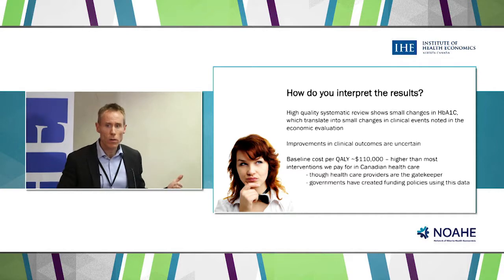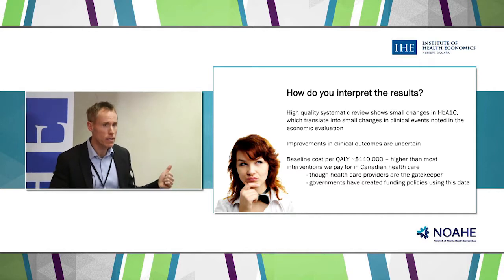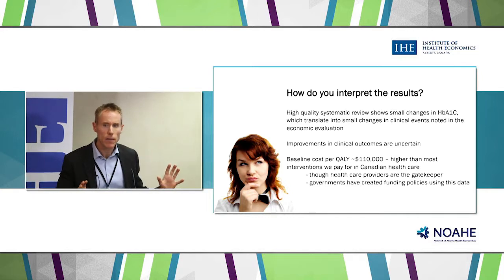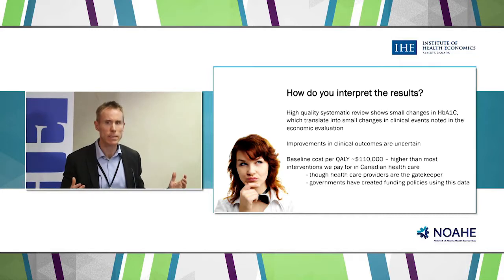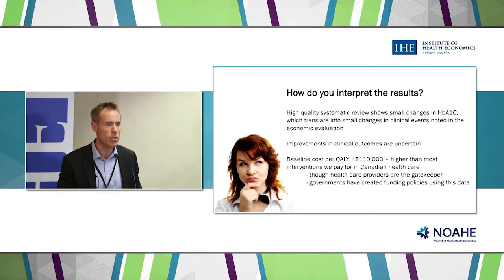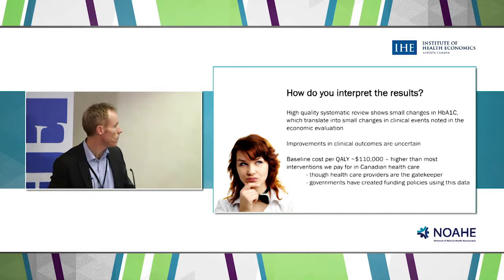So we have a high quality systematic review that says there's a statistically significant change in blood sugar control, and that may translate into changes in clinical events, but that depends on what medicine you're using. And frankly, it's a bit uncertain. And the cost per quality adjusted life year gained when you put this all together is about $110,000, which is in excess of what we would normally fund within publicly funded healthcare.